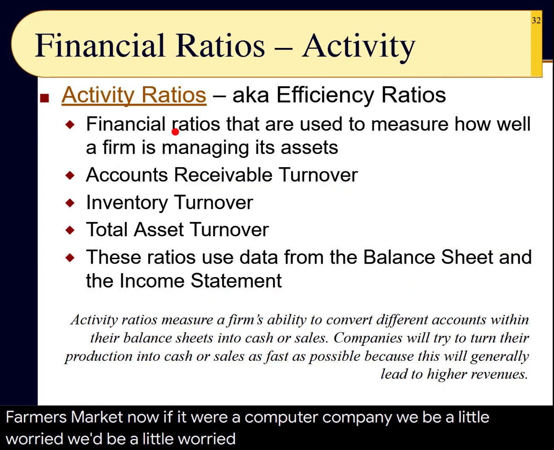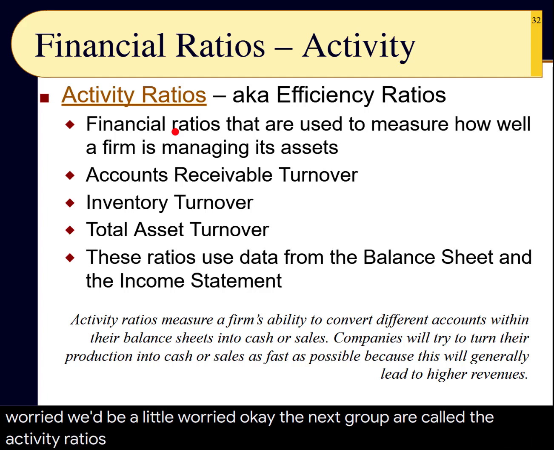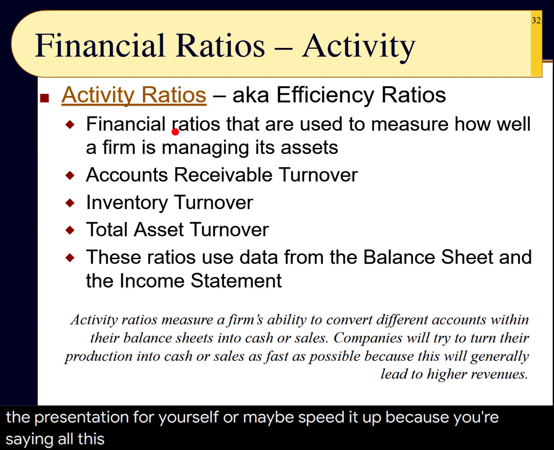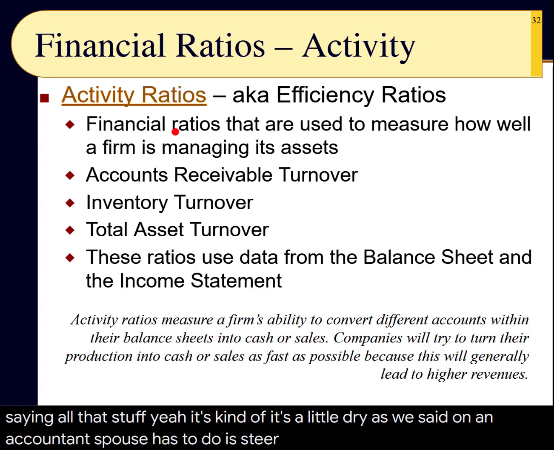Okay, the next group are called the activity ratios. My apologies if I'm going too quickly. Please just slow down the presentation for yourself, or maybe speed it up because you're saying, well, this stuff, it's a little dry, as we said. All an accountant's spouse has to do is, dear, tell me about your day at work.